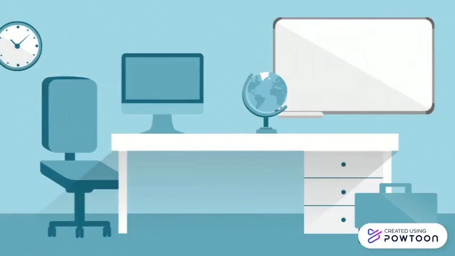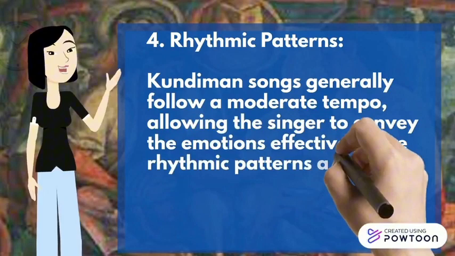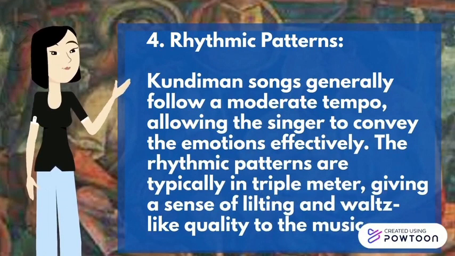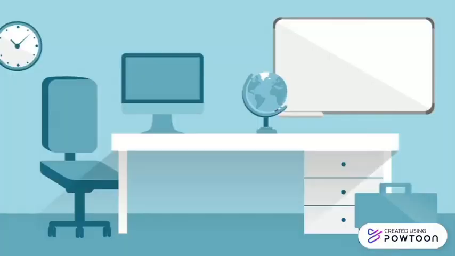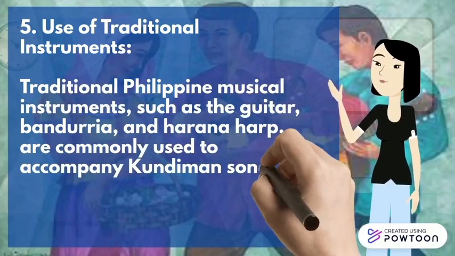Next, its rhythmic patterns. Kundiman songs generally follow a moderate tempo, allowing the singer to convey the emotions effectively. The rhythmic patterns are typically in triple meter, giving a sense of lilting and waltz-like quality to the music. Use of traditional instruments. Traditional Philippine musical instruments such as the guitar, bandurria, and jarana harp are commonly used to accompany Kundiman songs.